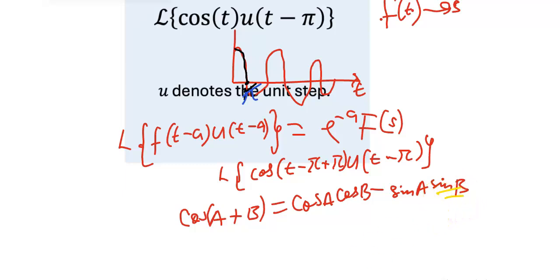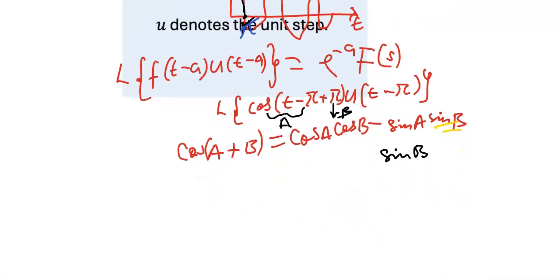Sine of b, in this case, I can put sine of b to be equals to, because in this case we have b is equals to pi, and then we have the whole of cos t minus pi to be equals to a. So the whole of here is our a, right? And pi itself is going to be b.